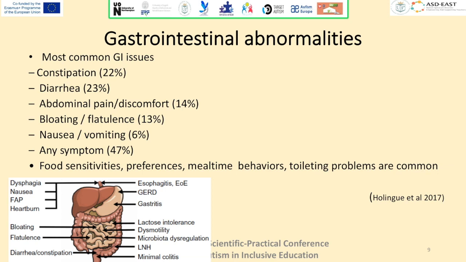Here on this picture it is shown that sometimes children have esophagitis, gastritis, lactose intolerance, dysmotility of the gut, microbiota dysregulation, minimal colitis of the colon, diarrhea or constipation. It depends. Some children have diarrhea, some have constipation. There is no rule. Dysphagia, nausea, and a lot of heartburn because of esophagitis, and a lot of other symptoms are very, very common in children with ASD.